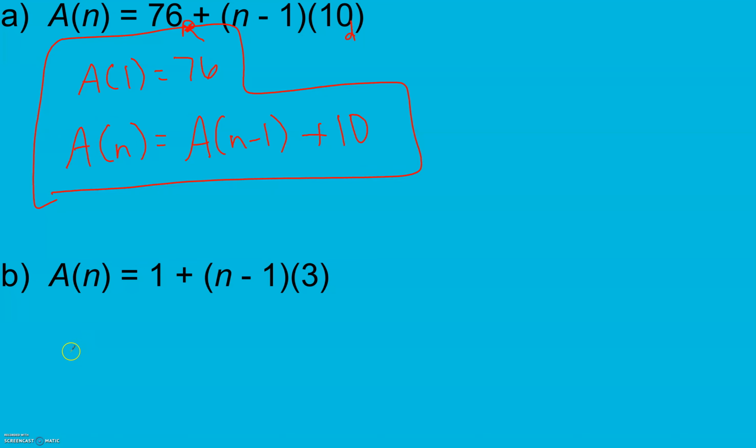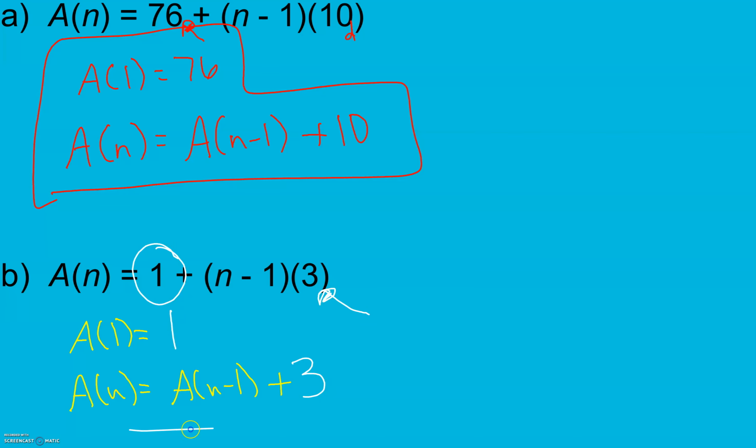Same idea here in B. A recursive formula has 2 rows, and we have to repeatedly take our term before it and add on our common difference. First term here is 1. That's where we start. Common difference here is 3. That's what we add every time. And there is our recursive formula. So we can go back and forth between the 2.